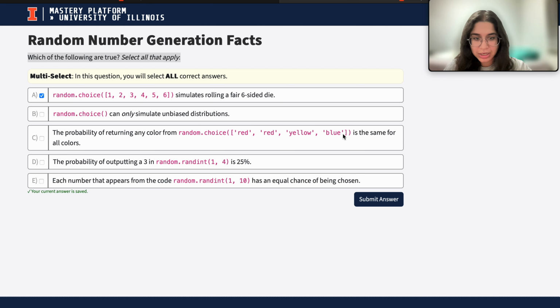And for C here, the probability of returning any color is the same. That's also wrong, right? As we mentioned before, the probability of picking red is 2 out of 4, while the probability of picking yellow and blue is 1 out of 4.